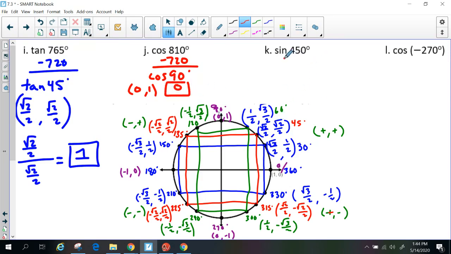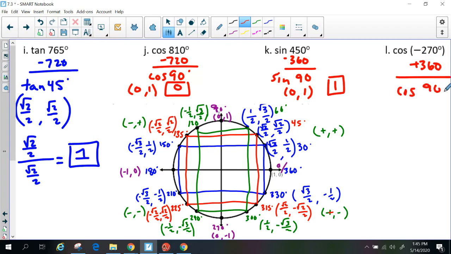Sine of 450, if we subtract 360, we're left with 90. Okay, if we think about the sine of 90, we're still looking at 0, 1, but this time sine, the y-coordinate, is 1. And here's a negative 270, so let's add 360 this time. We end up with the cosine of 90. 90 degrees rotates us to 0, 1, and just like before, cosine was the x-coordinate, 0.